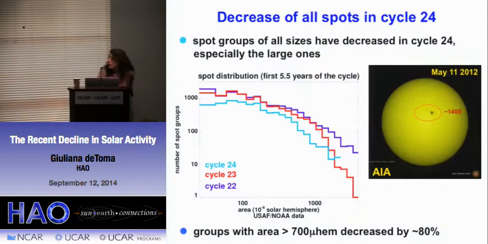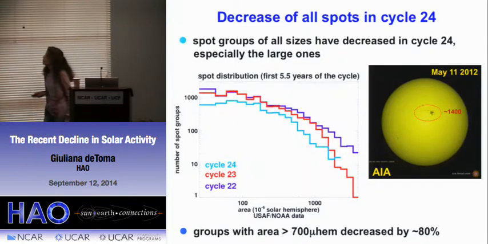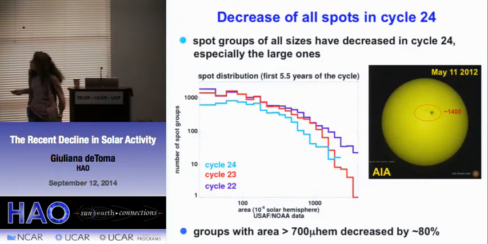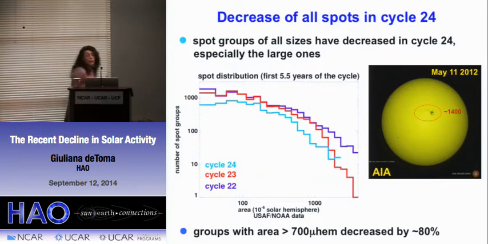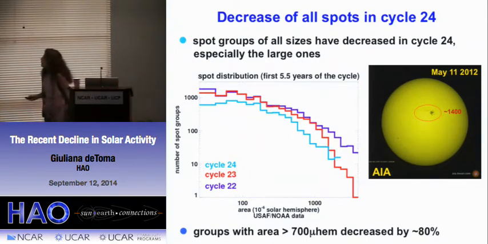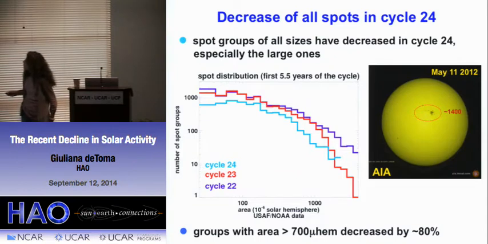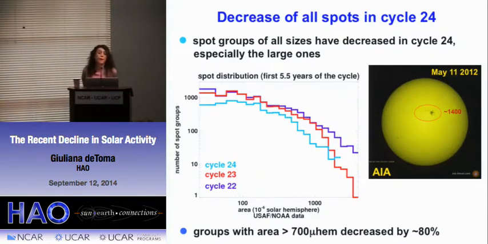Now, if we do the same kind of analysis for cycle 24, we find that there is a dramatic change in the distribution. The light blue shows cycle 24. So we see a decrease in all sizes of spots in cycle 24, and a very significant one. Just to give you an idea of what large complexes look like, this is a large spot group, about 1,400 millionths of a hemisphere. These are very large groups that are actually visible with the naked eye.